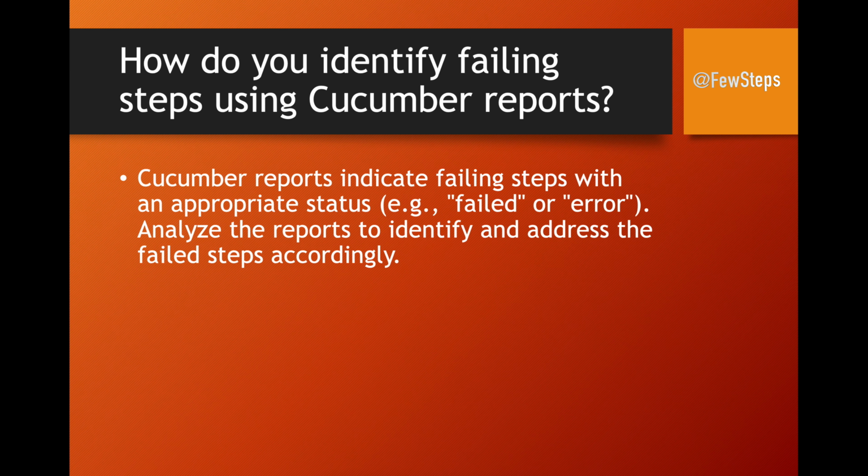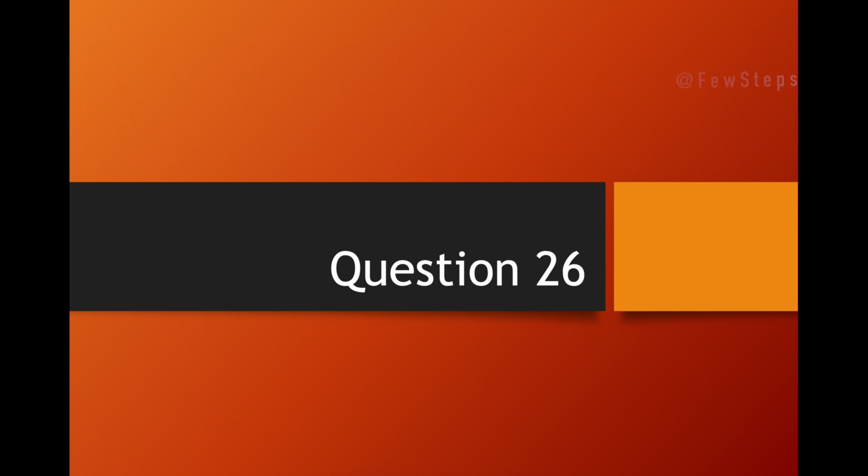Question 25. How do you identify failing steps using Cucumber reports? Cucumber reports indicate failing steps with an appropriate status, e.g., failed or error. Analyze the reports to identify and address the failed steps accordingly.